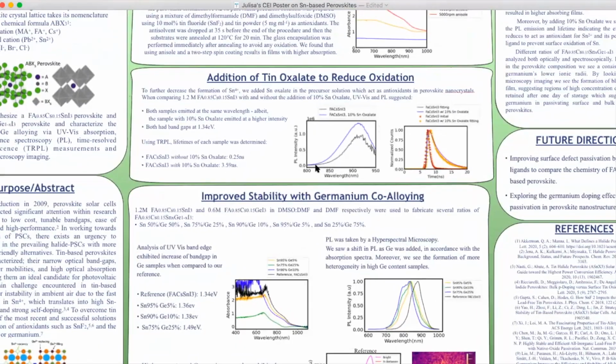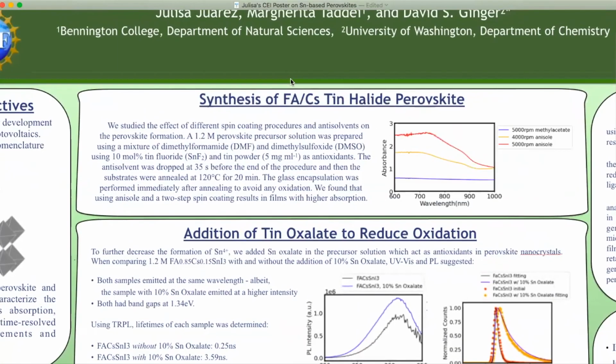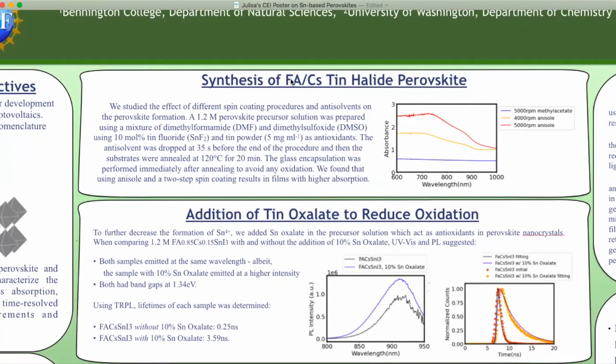And so the first thing we did in my project was synthesize an FA cesium tin halide perovskite and study the effects of different spin coating procedures and anti-solvents on the perovskite formation. And so we found that using anisole as our anti-solvent and a two-step slow then fast spin coater setting, indicated by this 5,000 RPM, resulted in a higher absorbing film.